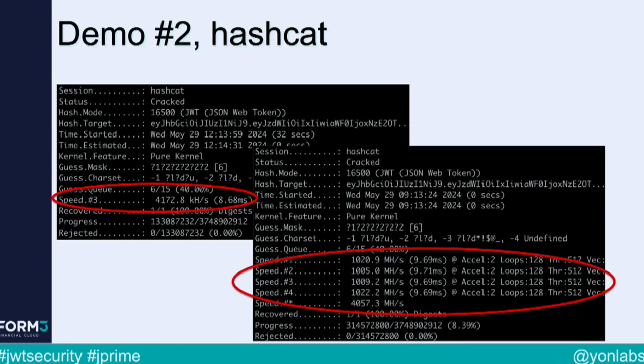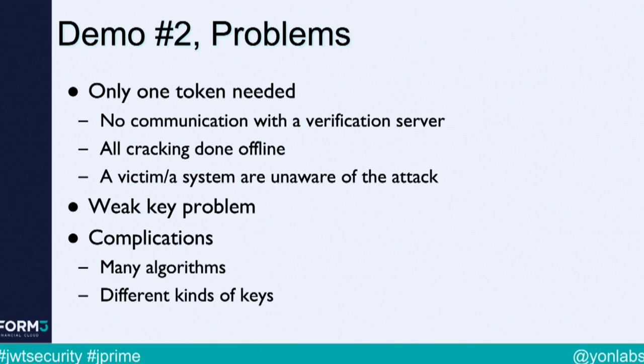So you've seen 4 GPUs. Basically, I've compared those 4 GPUs to my laptop, and it's an order of magnitude faster. That's like 4,000 million hashes per second. So still, it takes a lot of time to crack actual long secrets, but that was very quick for our demonstration purposes. So what are the problems here?